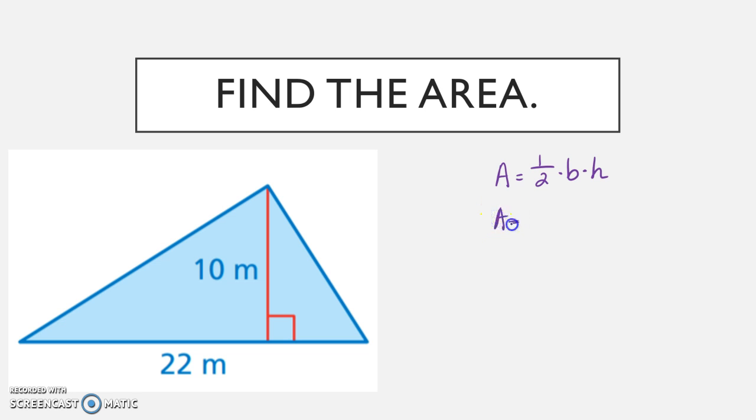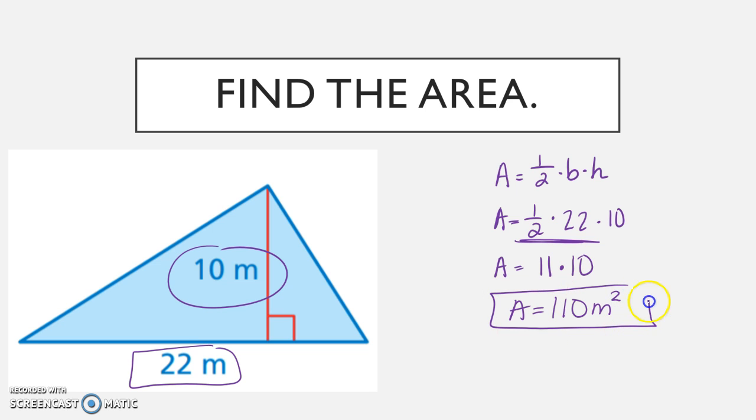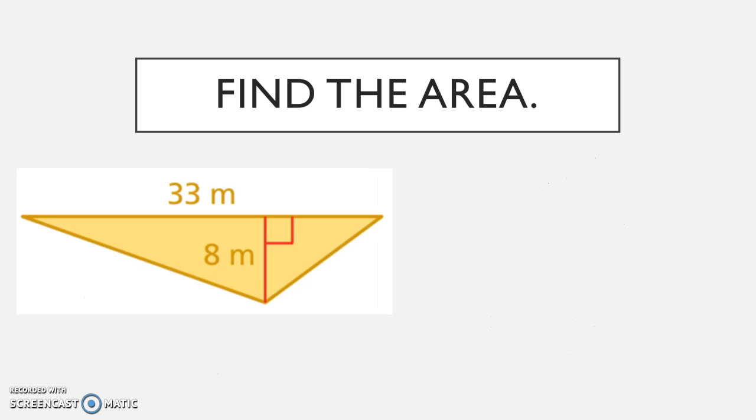So here we've got 1/2. The base is 22. The height is 10. So I'm going to take 1/2 of 22. So half of 22 is 11. And then I still have to multiply it by 10 because I haven't used that number yet. So I've got 11 multiplied by 10 gives you 110. And then my label is meters, and area is always squared. So 110 meters squared.